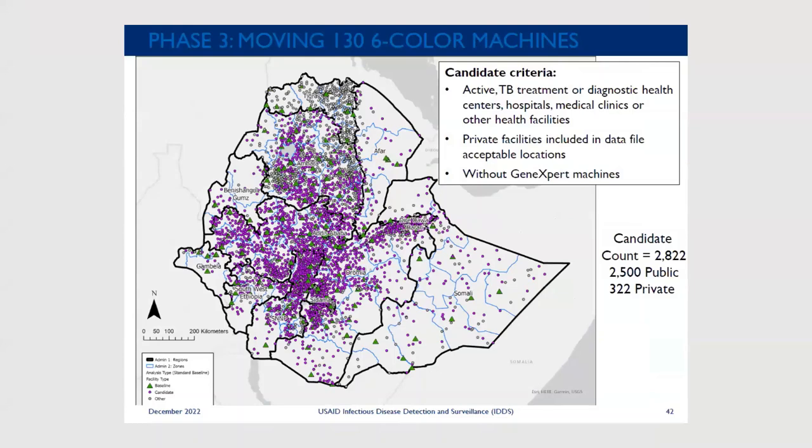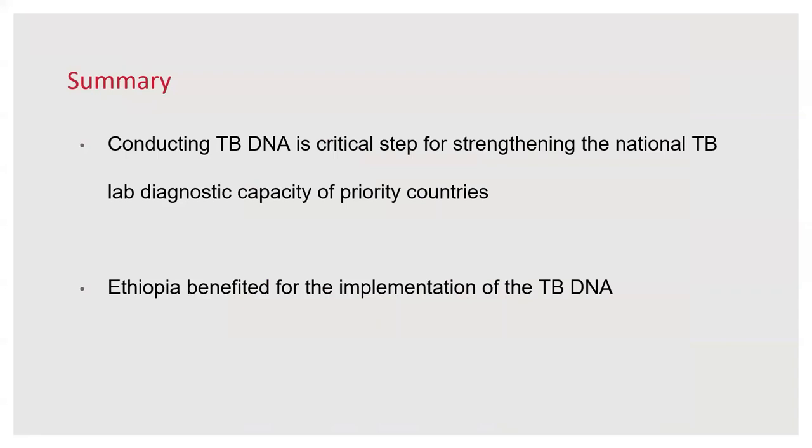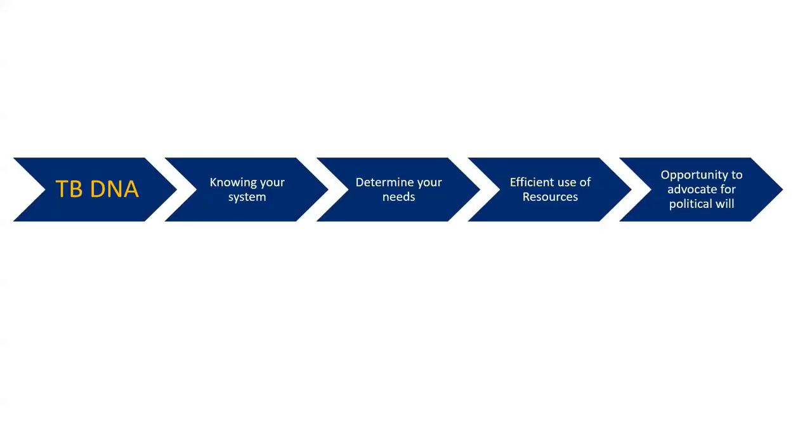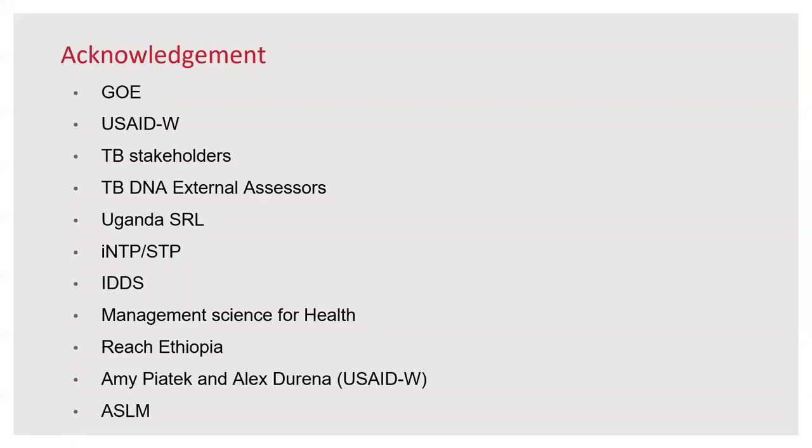So in summary, conducting the TB DNA is very critical for all TB priority countries, and Ethiopia also benefited from this. When you have a TB DNA, you know your system, you determine your needs, you have efficiencies of resources, and you strengthen your system. So it is very important. Thank you, and I acknowledge all of this. Back to you.